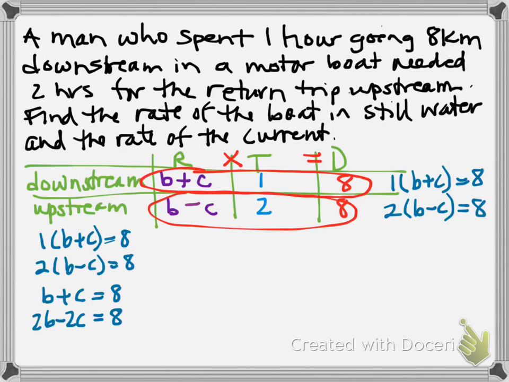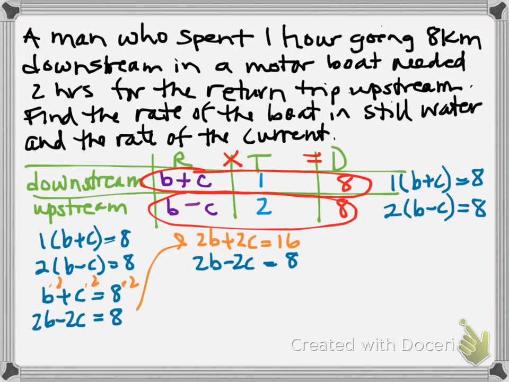Do I have a match? No, I'm going to have to do something to create a match. So what am I going to do to create my match? Multiply the top by 2. I'm going to multiply the top by 2. Now, here's what's so cool. I already have a variable that has opposite signs, so I don't need to multiply by a negative. So I'm going to continue over here, and I get 2B plus 2C equals 16, multiplying everything by 2. And then I have the 2B minus 2C equals 8.